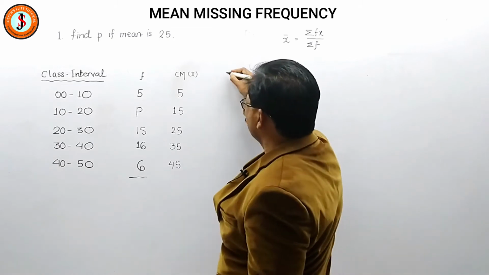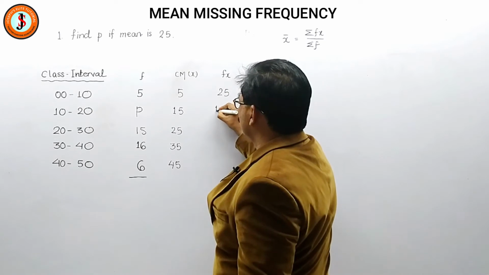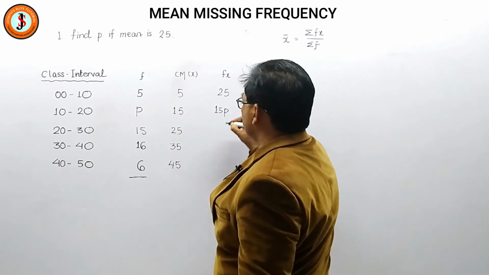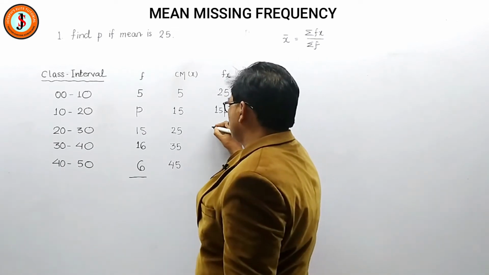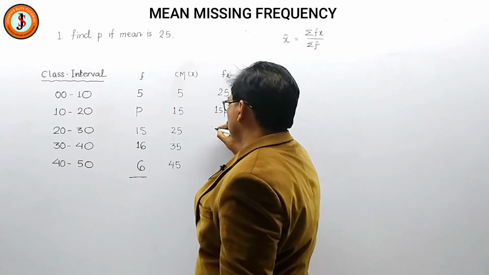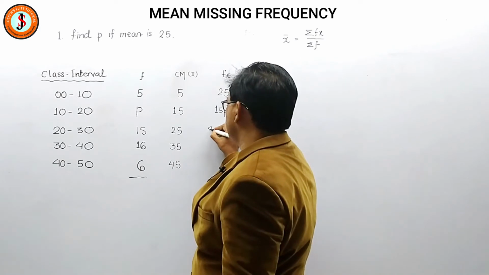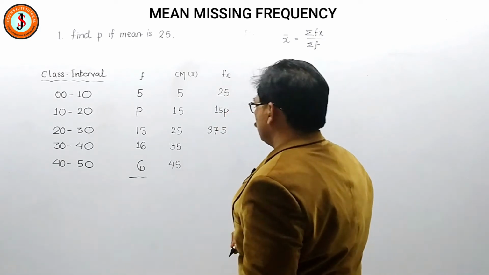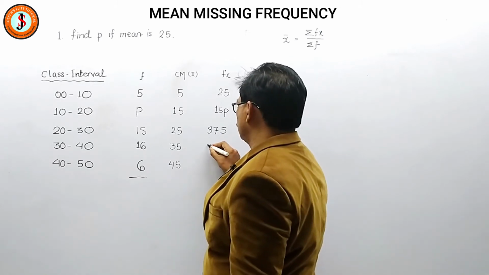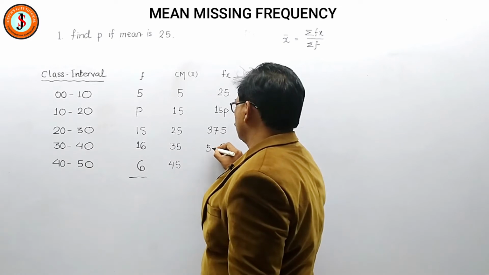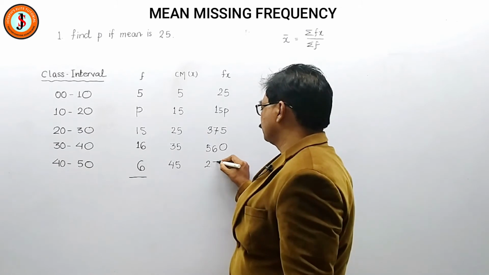So now we get fx. So this will be 25, this is 15p, this will be how much? 15 fives are 75, so this will be 375. Now we have got 16 into 35, 560, then we have got 270.